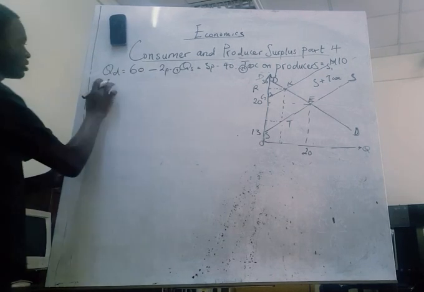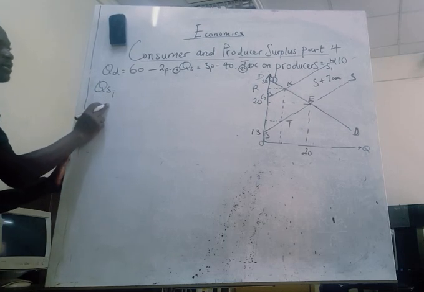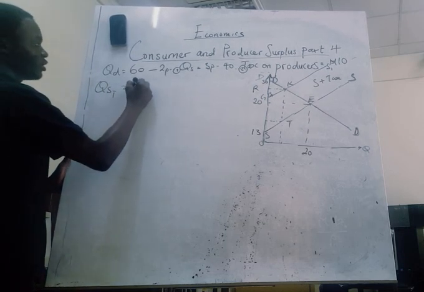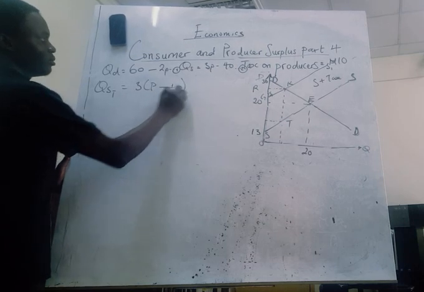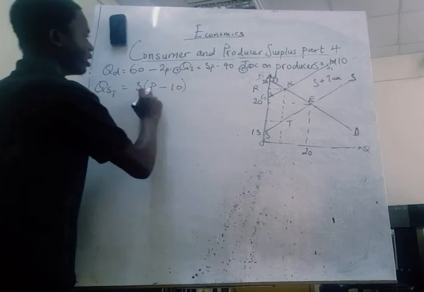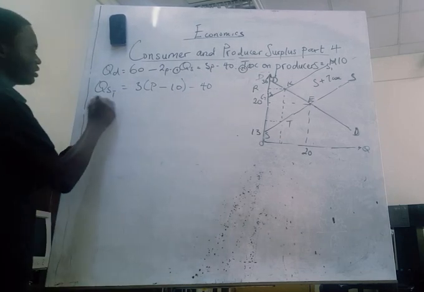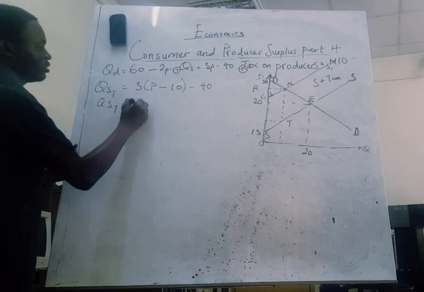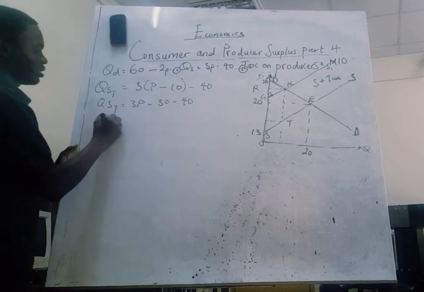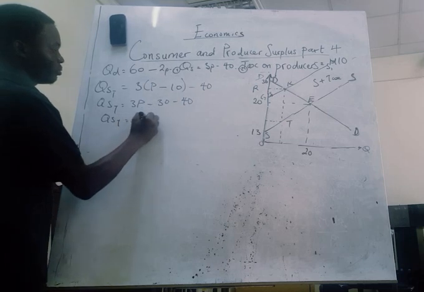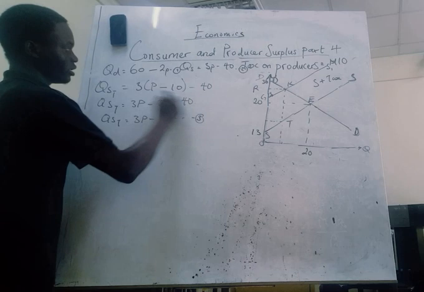Okay, so we come back to this supply function now. So we have QS, then it is QS after tax imposition now. So we are going to be having 3 into brackets P minus 10, and then minus 40. So QST is 3P minus 30 minus 40. QST now equals 3P minus 70. Alright, so this is equation 3.